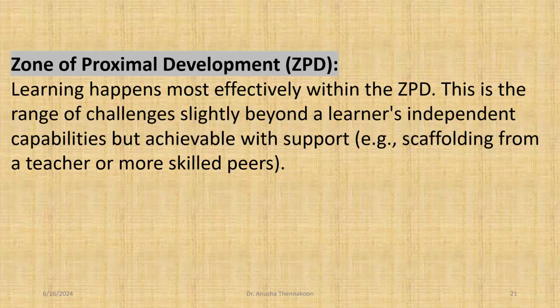Okay, so just think about the student. There is something that she can do individually, but with the support of the teacher or with the support of his or her peers, what the child can do is different. And there is a gap between these two. That is called zone of proximal development.